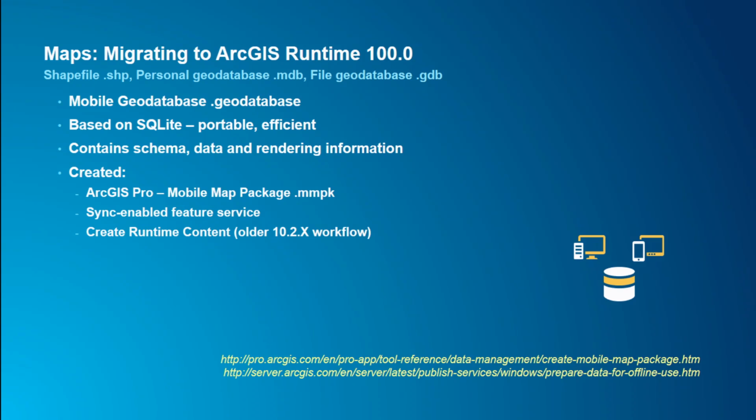That mobile geodatabase contains the schema for the data, and the data itself. It also contains the rendering information as well, so it's equivalent to what you'd see in a feature service as the drawing info within the JSON from a feature server endpoint. You create these mobile geodatabases within ArcGIS Pro. That creates a mobile map package that contains one or more mobile geodatabases.